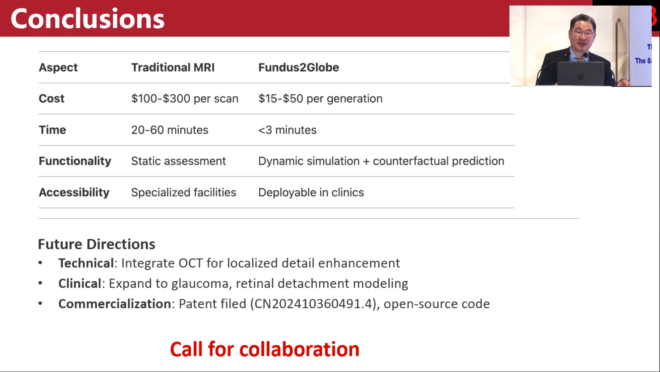So in conclusion, when you compare, the MRI scan is very expensive, takes a long time to complete, only allows you to do static assessment, and needs to be done in the MRI clinic. But with our fundus to globe, it is very cheap, takes less than 3 minutes, and it can also simulate what the ocular shape is going to look like.